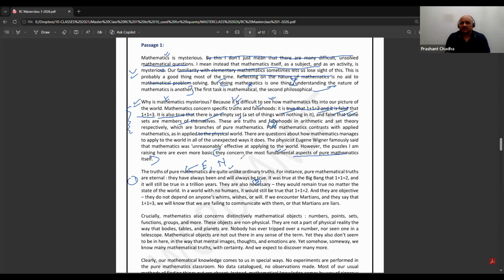And they are objective. The third thing is they are objective. They do not depend on anyone's whims, wishes, or will. If we encounter Martians and they say that 1 + 1 is 3, we will know that we are failing to communicate with them or that Martians are liars, right? So they are eternal, they are necessary, and they are objective in nature.